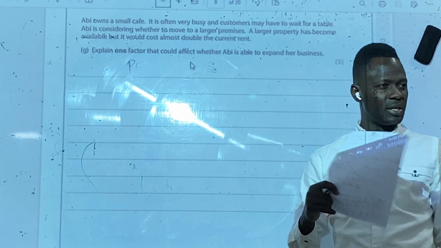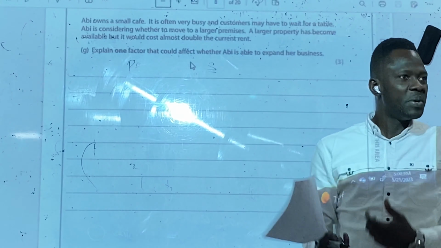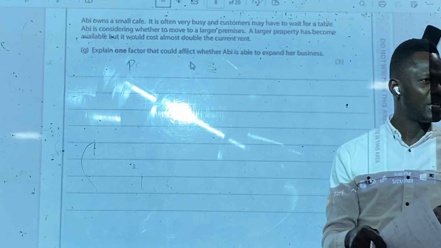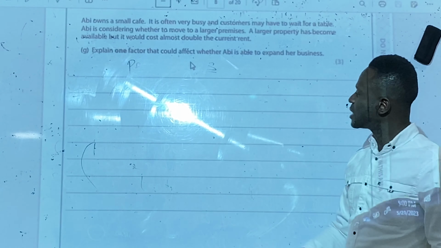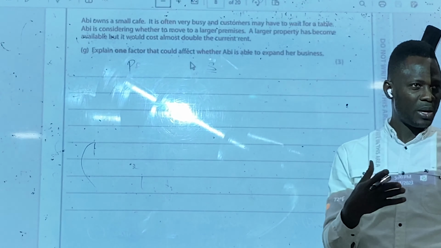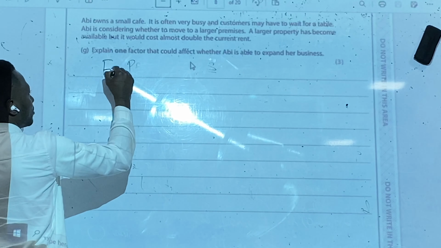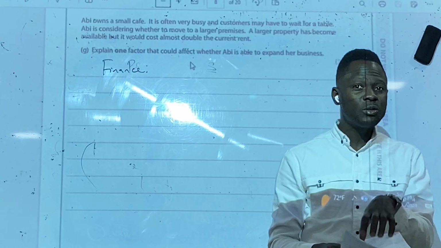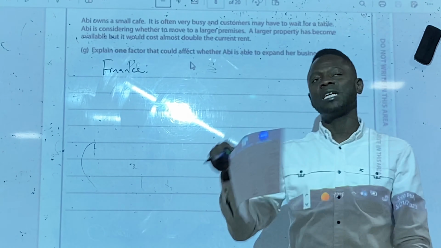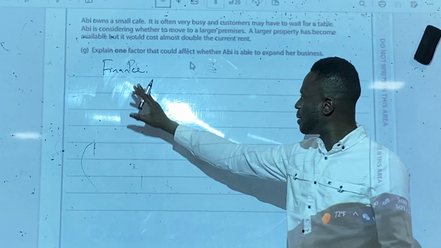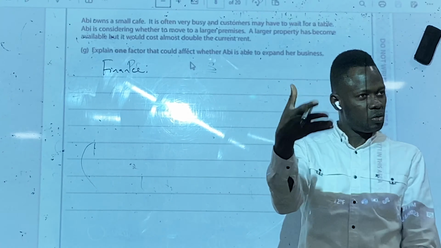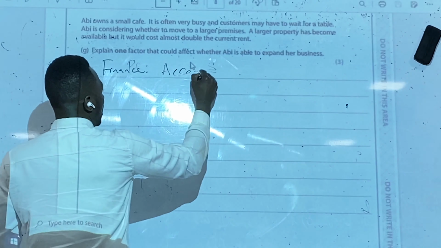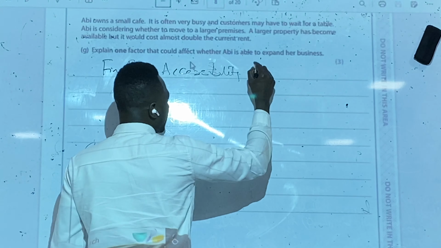So basically the point here is that Abby's business is supposed to be bigger based on its customer base. But customers always wait for their turn because Abby doesn't have the capability to expand at that point in time. So they said one factor that would affect Abby's ability to expand should be finance. When you think about finance, the disbursement of cash. Abby will be able to expand her business if she's able to get finance. But her inability to get finance might hinder expansion. Do you get the point here? So the first one is about finance. One of the factors that will make Abby think about expansion will be the availability of finance. That means accessibility to finance, I think.